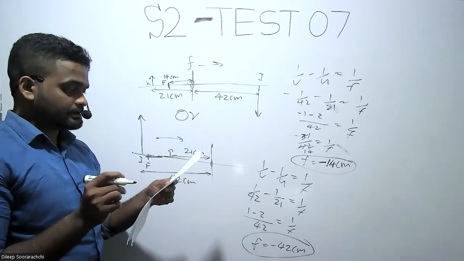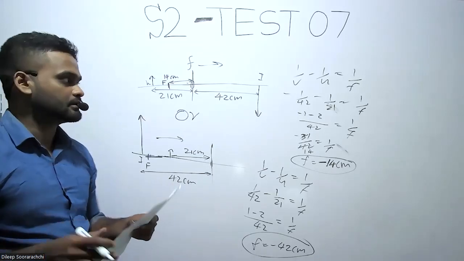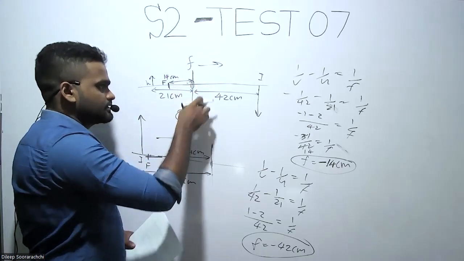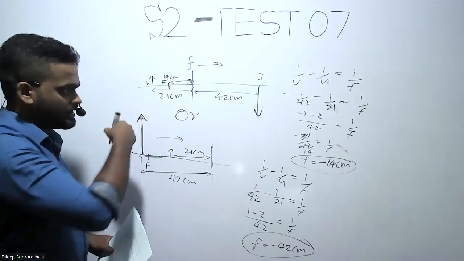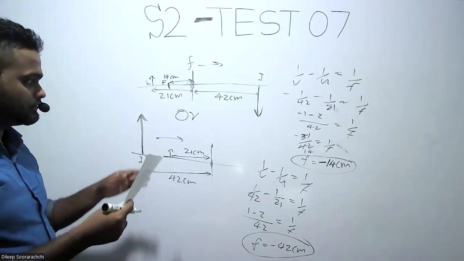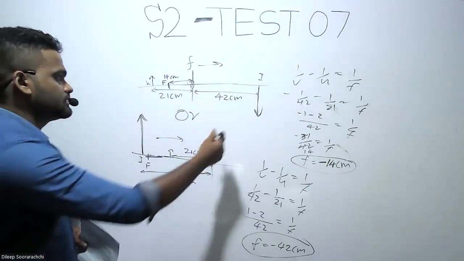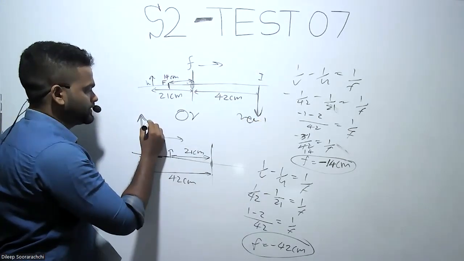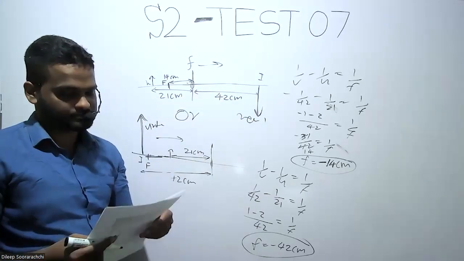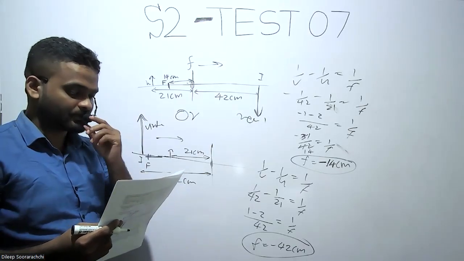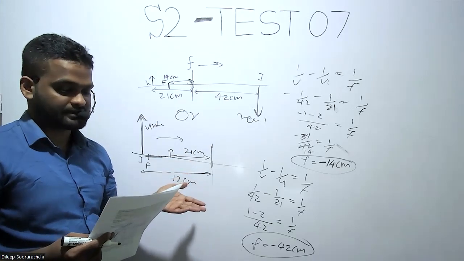So A is correct. B is also correct, right? C is not correct. In this case, the image is inverted. In this case, the image is upright. C should say here the image is real, here the image is virtual. Real, this is virtual, right? So C does not match both cases.